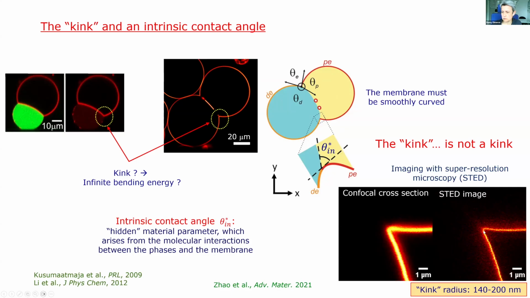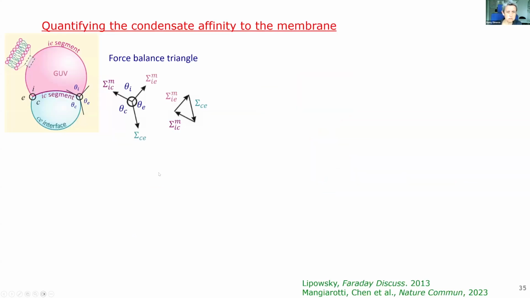And just to convince you even further, with super resolution microscopy, we were able to resolve that this kink is not a kink, but the membrane is smoothly curved with a curvature radius of the order of 140 to 200 nanometers. Now, with the next slide, I'll show the only slide with formulas, but I thought that it's kind of important to resolve this thing and to describe how to quantify the condensate affinity to membranes.